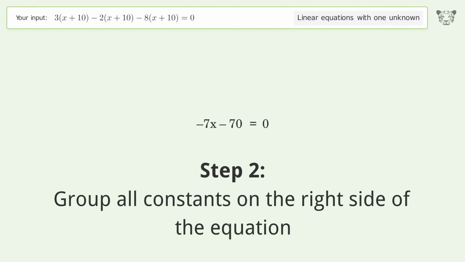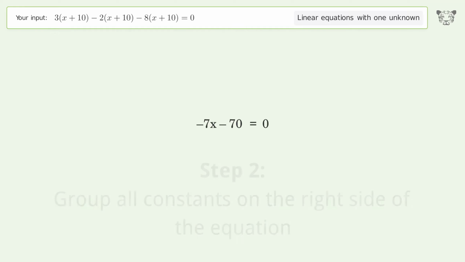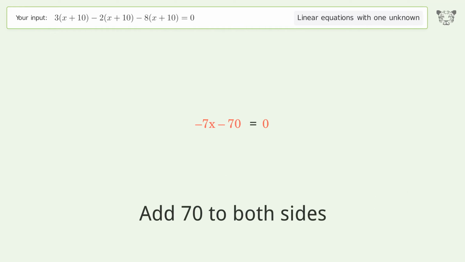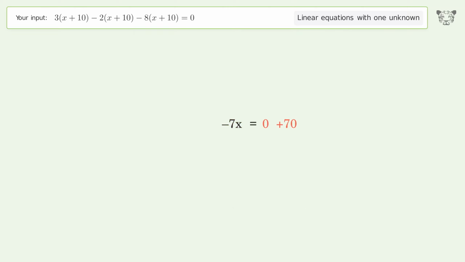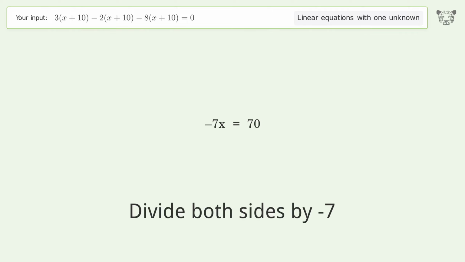Group all constants on the right side of the equation. Add 70 to both sides. Simplify the arithmetic. Isolate the y. Divide both sides by -7.